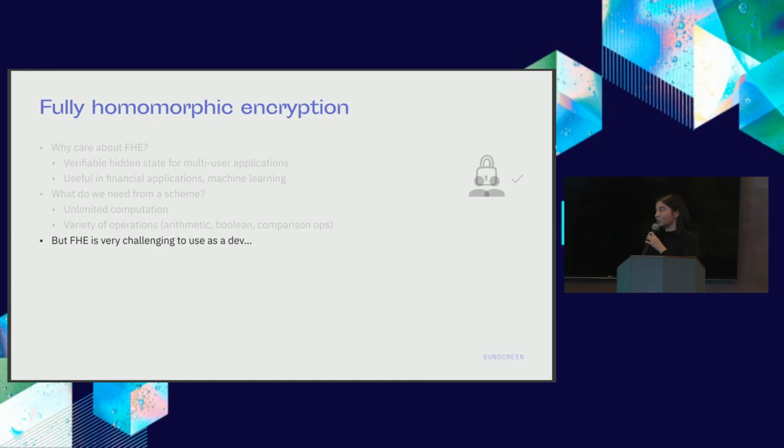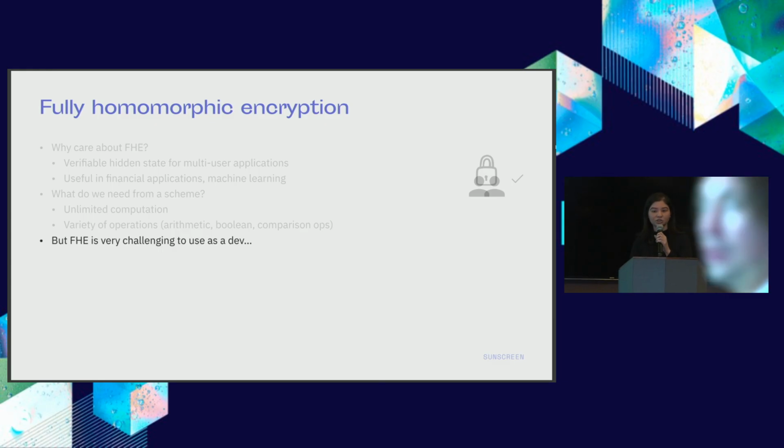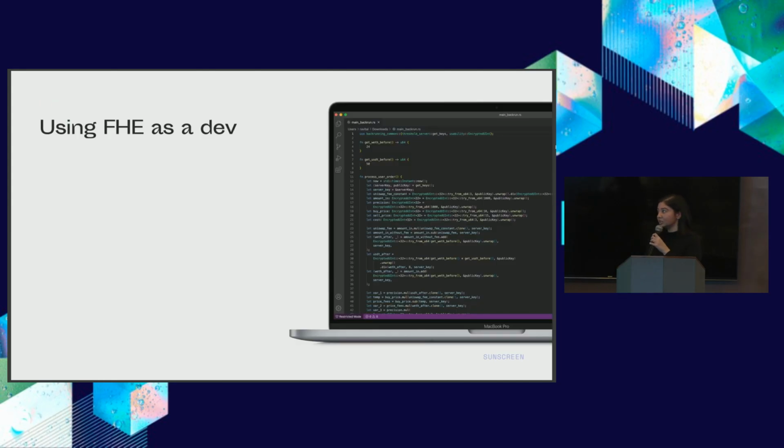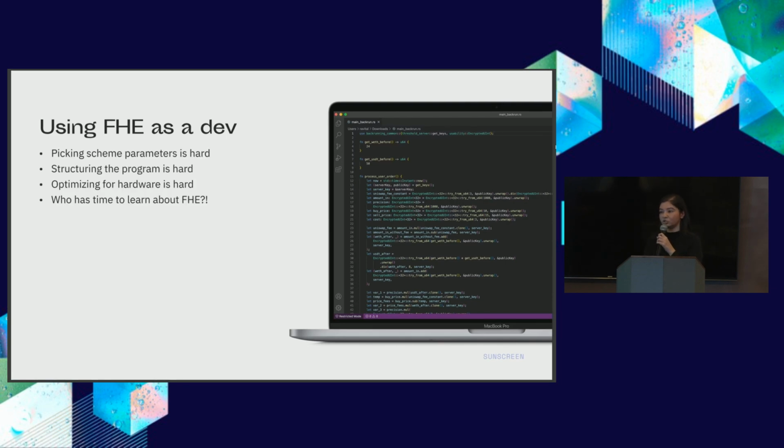Even if we have an FHE scheme providing these two properties with unlimited computation and a variety of operations supported, it's still very challenging to use FHE as a developer today. So what does the experience look like if you want to create an application with FHE in it? Let's imagine you've managed to select an FHE scheme.